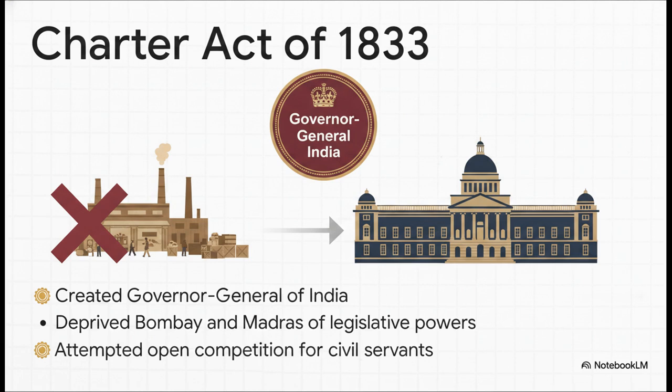It also ended the East India Company as a commercial body entirely, making it purely administrative, stating that it held territories simply in trust for His Majesty. Interestingly, it also attempted to introduce open competition for civil servants regardless of being Indian, but this provision was actually negated after massive pushback from the Court of Directors.